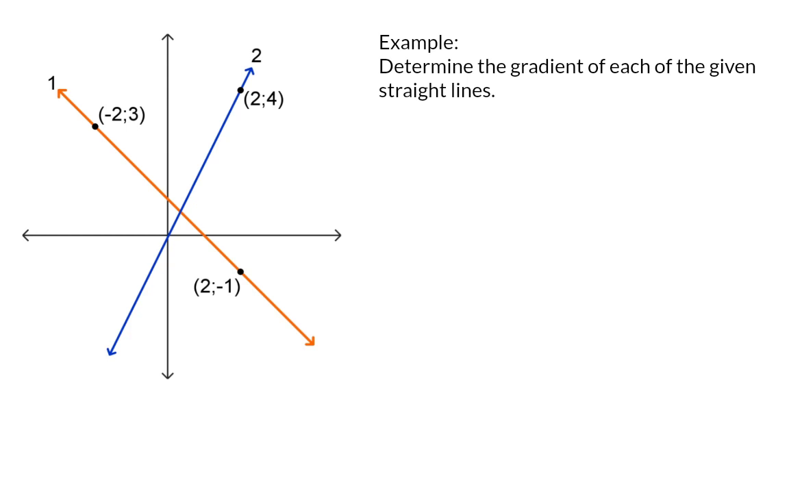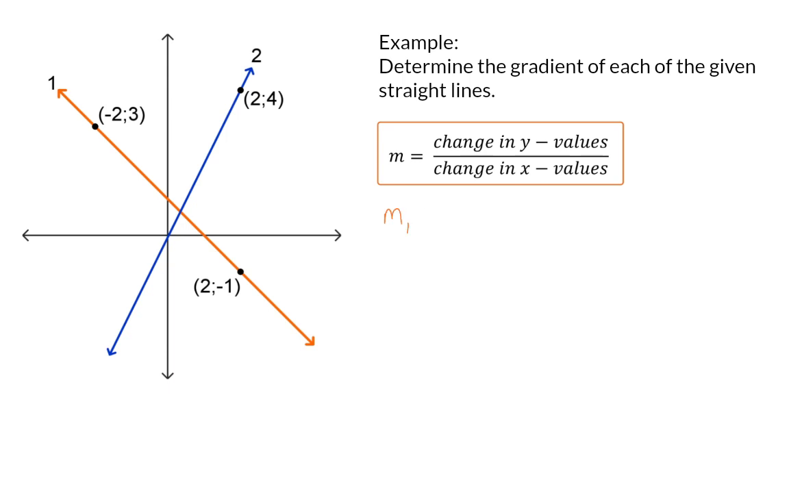Example: determine the gradient of each of the given straight lines. Let's start with the gradient of the orange line, line 1. We are given 2 points on this line, so firstly we need to calculate the change in y values from 3 to -1, and that is a movement downwards of 4, so the change will be -4. And the change in x value will be from -2 to 2, which is a positive movement of 4 units. So when simplified, this gradient is -1/1, or just -1.